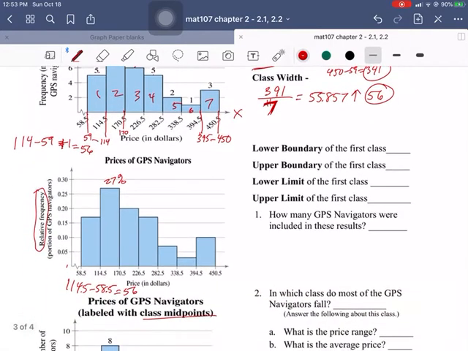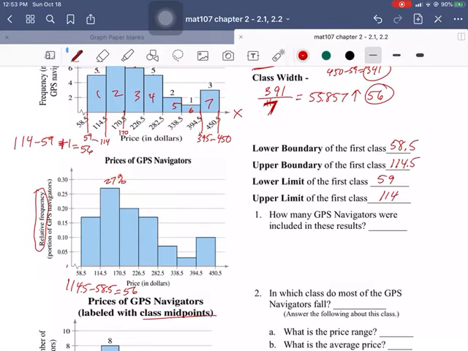The lower boundary of the first class was 58.5. The upper boundary of the first class was 114.5. The lower limit of the first class was 59. The upper limit of the first class was 114.